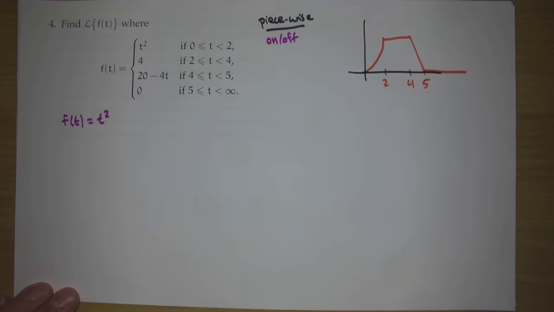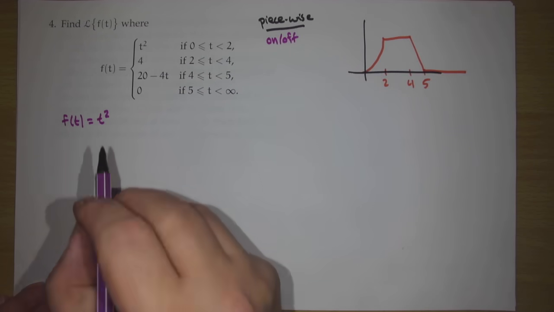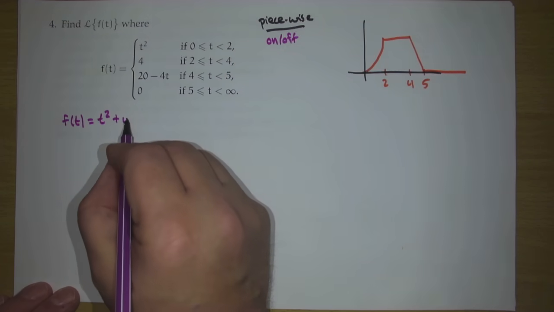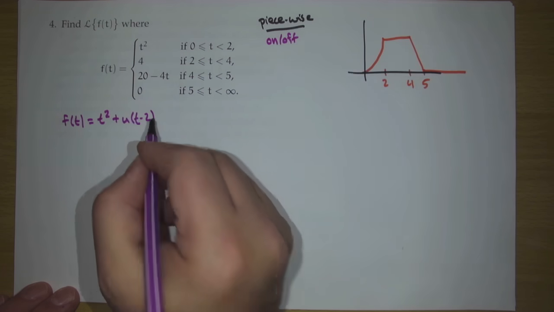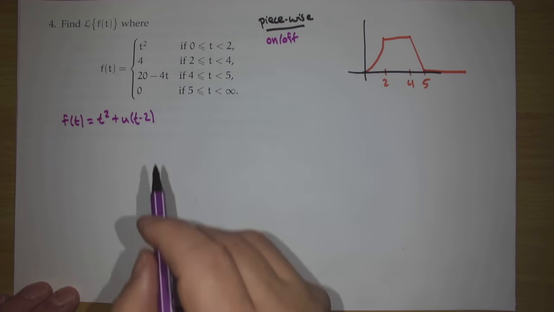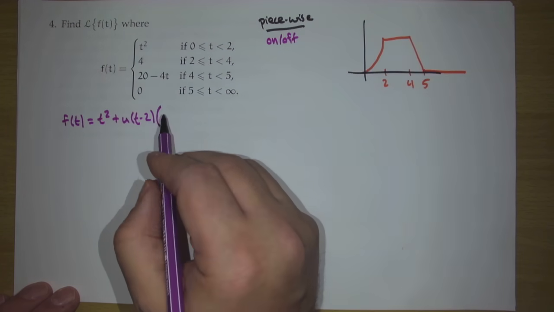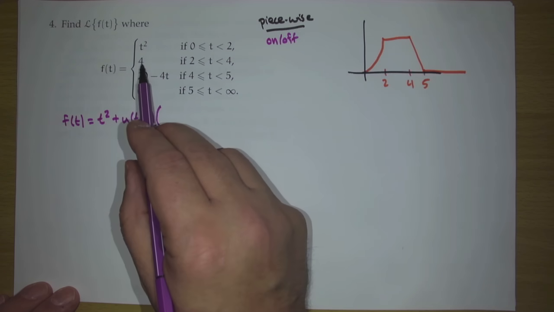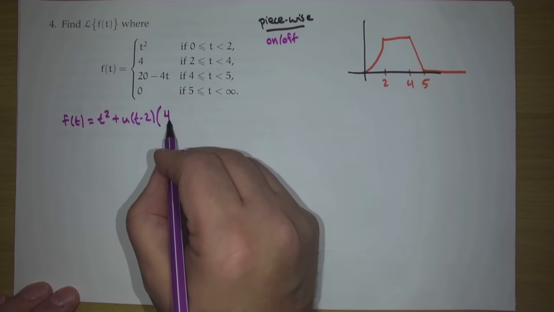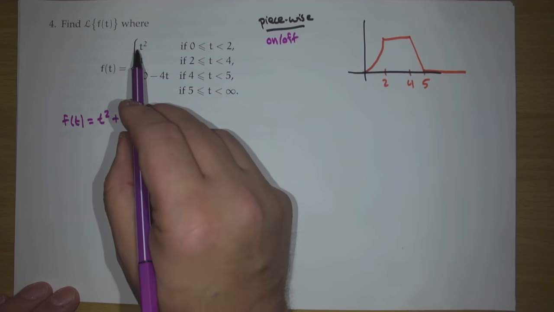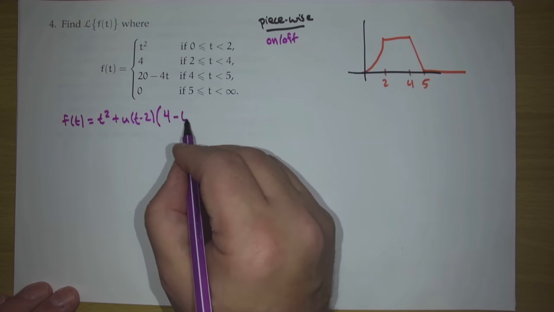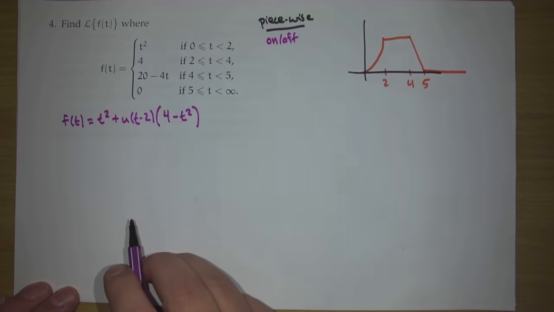Great. Where's the first time we change? 2. So we're going to have an on-off switch at 2. So we add a u of t minus 2. So at this point, we're going to turn on the 4. So I have a plus 4. Turn off the t squared. Subtract t squared.